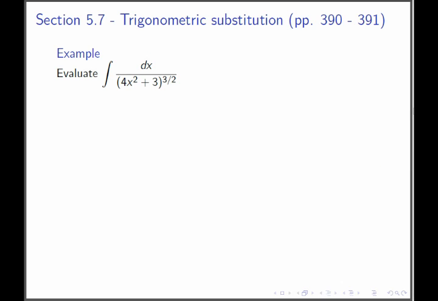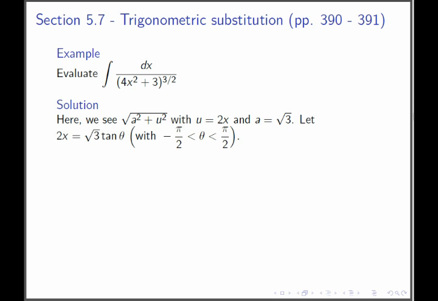Okay, let's see how this works in practice. We see the form square root of a squared plus u squared. Here u is equal to 2x and a is equal to the square root of 3. Then we let 2x equals square root of 3 tangent theta, and in the back of our heads we're keeping in mind that theta lies in this range. Then this expression under the square root simplifies to just square root of 3 secant theta, as we proved on the previous slide.